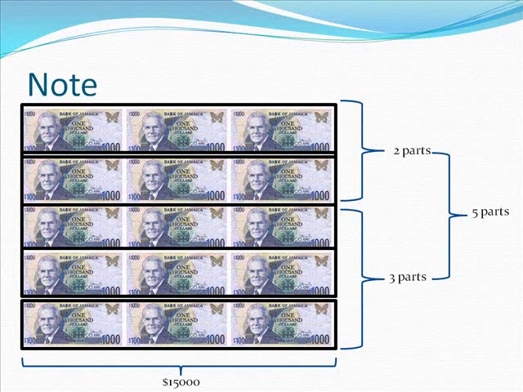So 1 part would have been $3,000, and then 2 times that will give us what? $6,000, and then 3 parts would be 3 times $3,000, which will give us $9,000. And if you add $6,000 to $9,000, you'll get $15,000. And if you have 2 parts to 3 parts, you get 5 parts, and therefore 5 parts is equal to $15,000.